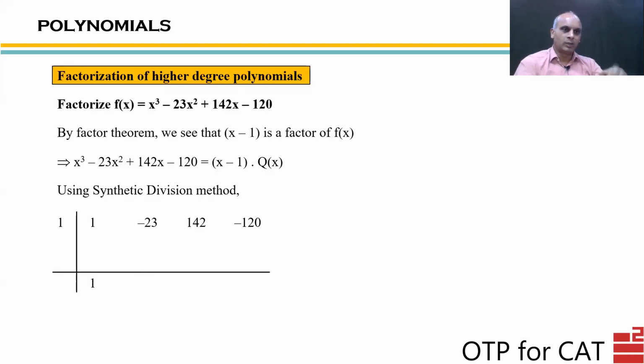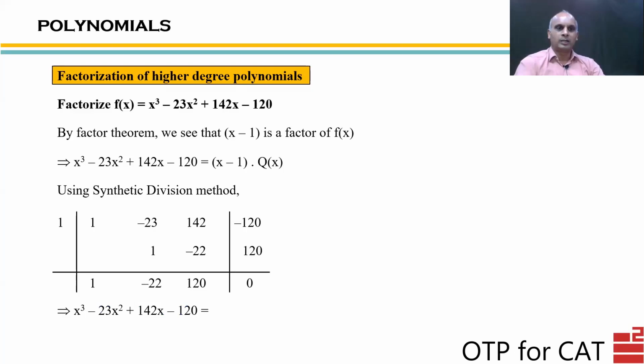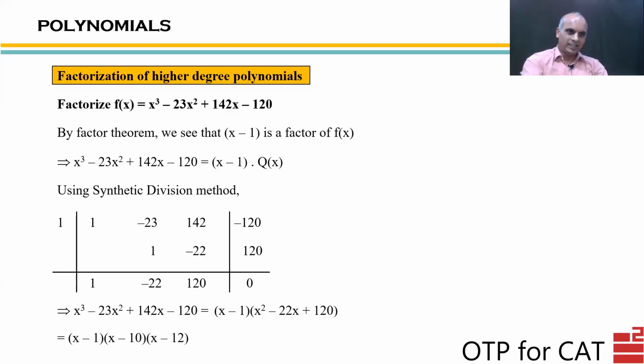I'll not spend much time on this, as I believe that you are aware of this method now. So 1 as it is, 1 into 1 is 1. Put in the next column, we have minus 22, and so on. And it's already proved that finally my remainder is 0. And the quotient becomes x square minus 22x plus 120. Okay. So we have the factorized format as this, but we can still factorize the quadratic function further. So I will get (x minus 1) into (x minus 10) into (x minus 12).